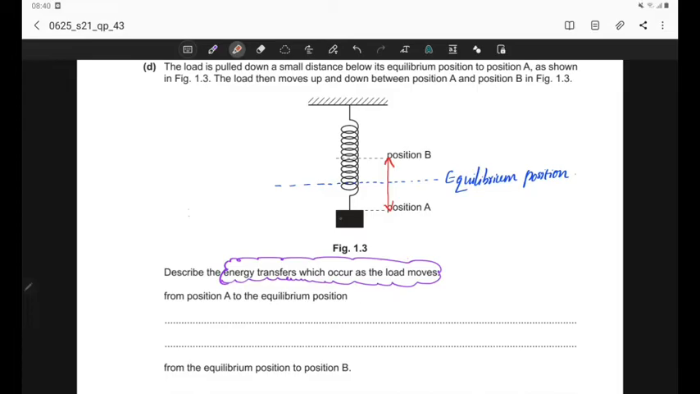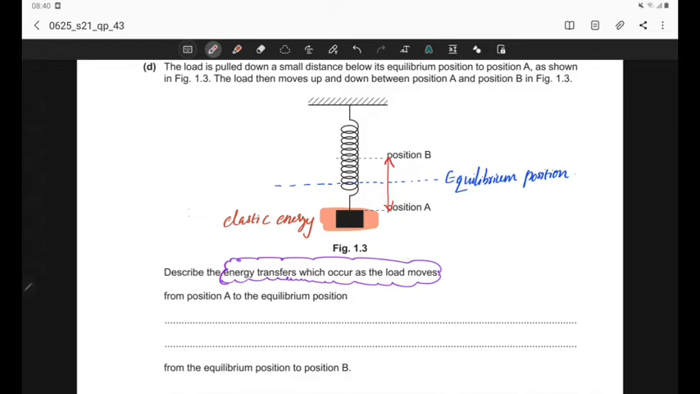So initially we can look at position A. At position A, we can see the spring has extended maximum, so that it will have an elastic or strain energy at position A.